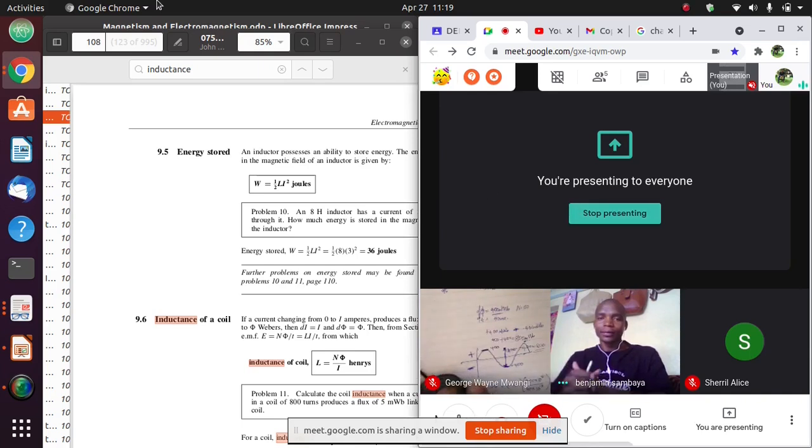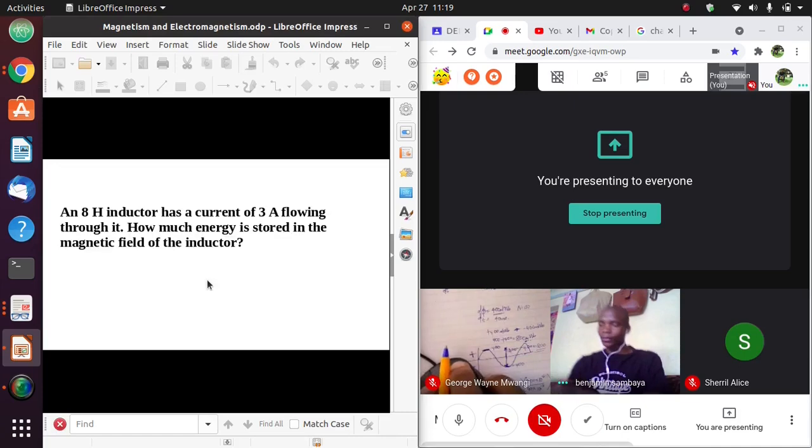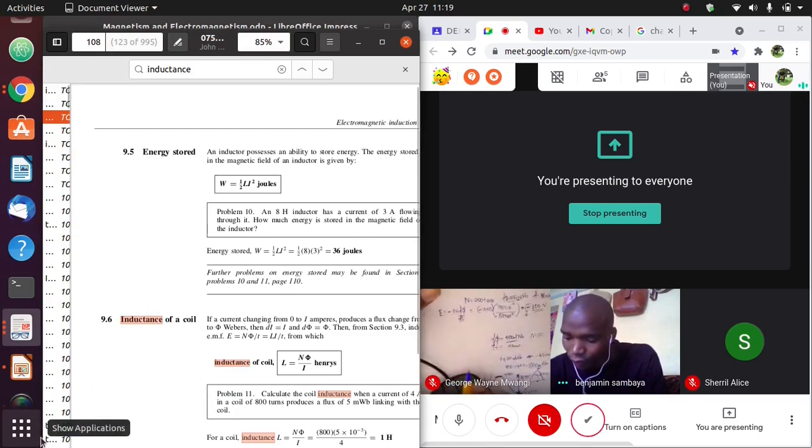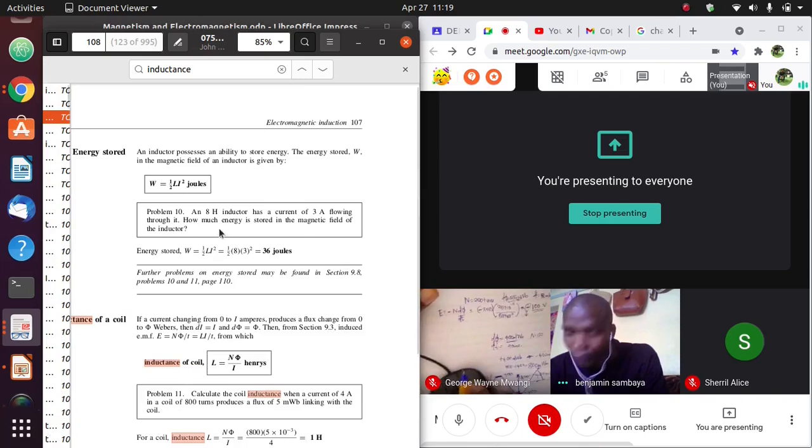Now, we have said that the energy is given by a half Li squared. Now let us try an example that I have projected. You're told that an 8 Henry inductor has a current of 3 amperes flowing through it. Now, how much energy is stored in the magnetic field of the inductor?